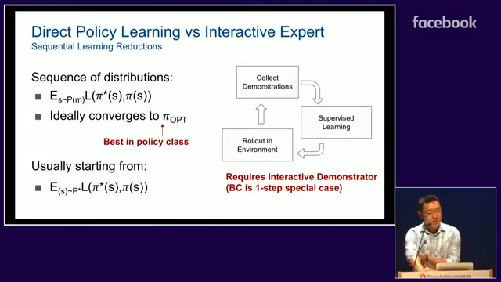Okay, now let's talk about direct policy learning. So the basic idea is that we're going to construct a sequence of distributions or a sequence of supervised learning problems, right? And that ideally converges to training the best policy in our policy class for the general imitation learning problem. And we typically start with behavioral cloning, which is the bottom bullet point.